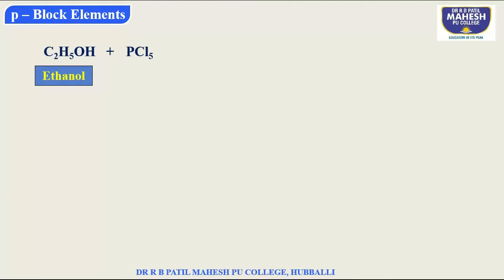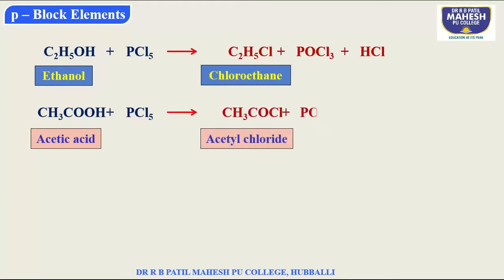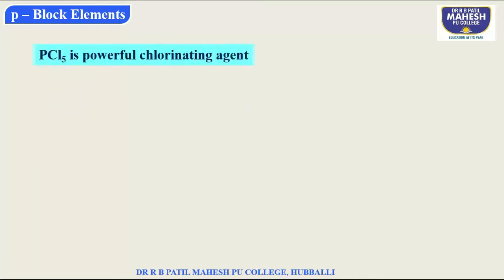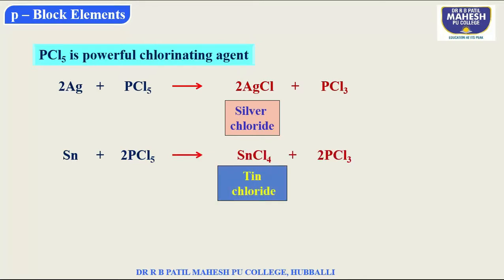When phosphorus pentachloride reacts with ethanol, we get chloroethane as a product along with POCl3 and HCl. Similarly, when phosphorus pentachloride reacts with acetic acid, we are going to get acetyl chloride along with POCl3 and HCl. PCl5 is a powerful chlorinating agent. When it is treated with silver, we are going to get silver chloride and PCl3. Similarly, when it is treated with tin, we are going to get tin chloride along with PCl3.